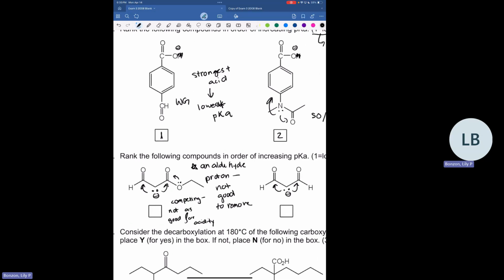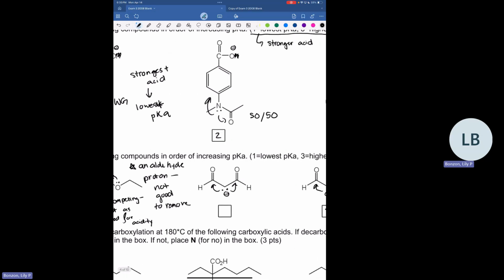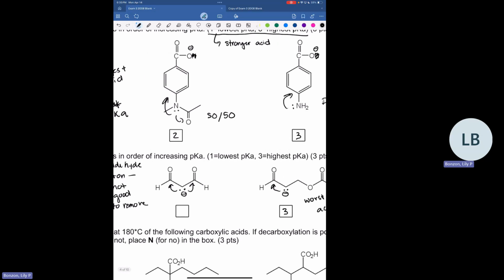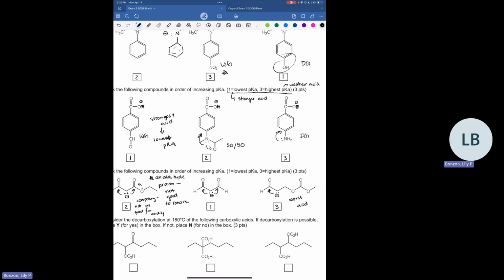So the group on the left is going to be in our middle position, and then our best acid, the lowest pKa, is going to be this 2-aldehyde structure because it's got 2 resonance structures, and both of them are fully for that carbanion. We're not competing with an ester oxygen or anything like that.